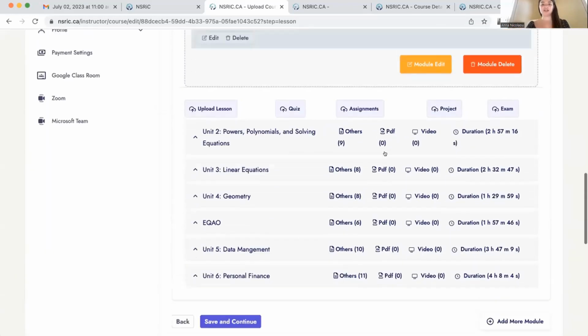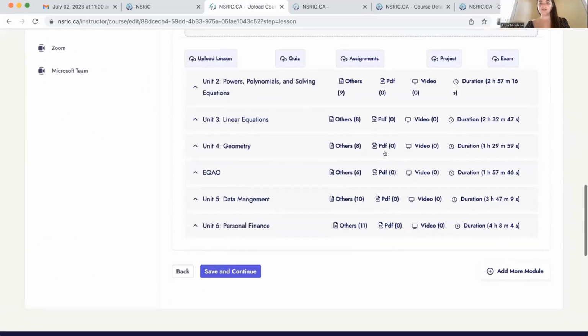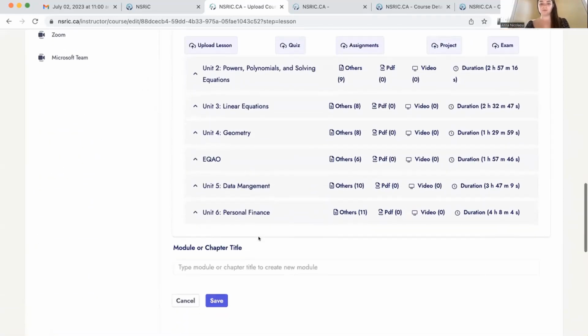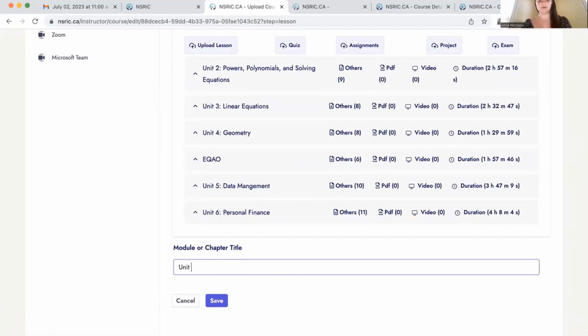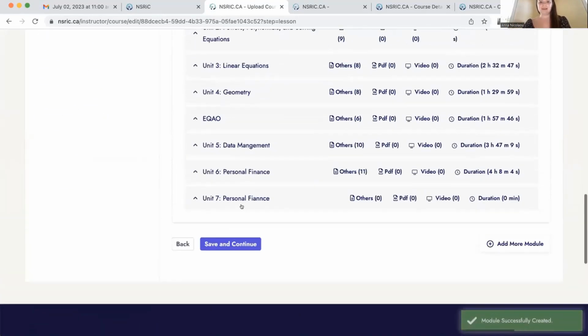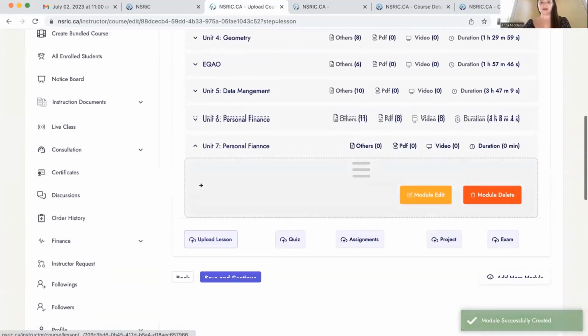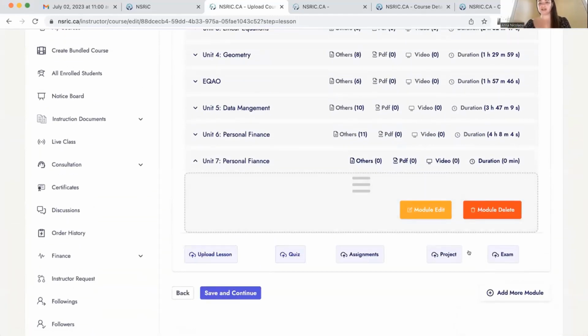So how do we actually upload these materials? First you'll click on add a module, and you'll type in the module name. I already wrote all the modules here, but let's say there was going to be unit 7 and it was going to be about, I'm not sure because we uploaded all the units, but let's say I was going to do a second one on personal finance. I could put that here, which I spelled wrong, but that's okay for our purposes. Then you'll click here and click on upload lesson, quiz, assignment, project, exam. You can upload anything like that here.